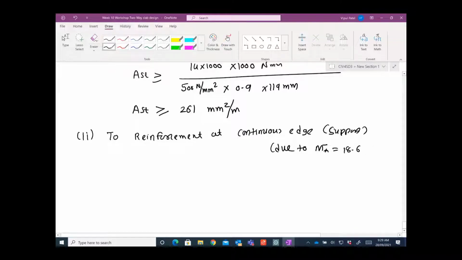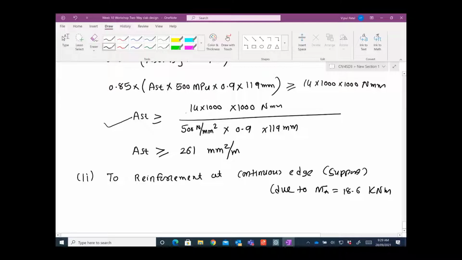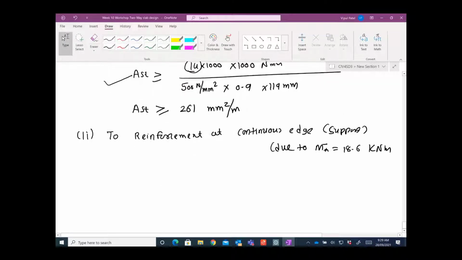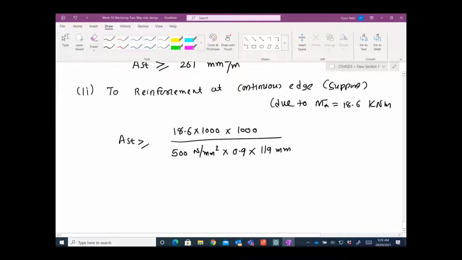18.6 kilonewton meters. Now in here, everything would be the same except this 14, because that's what we're going to change. So AST greater than or equal to, instead of 14, I'm going to use 18.6, because everything is the same, right? There is no change. Same Rio we're going to use, N12, 0.9, same Z, same D. So in that case, I can just calculate that.